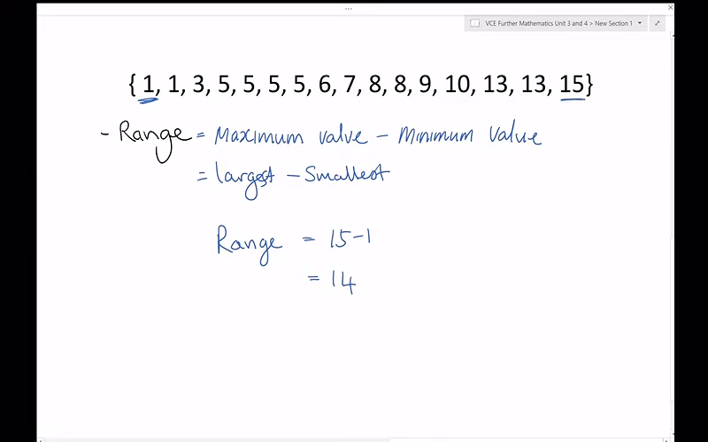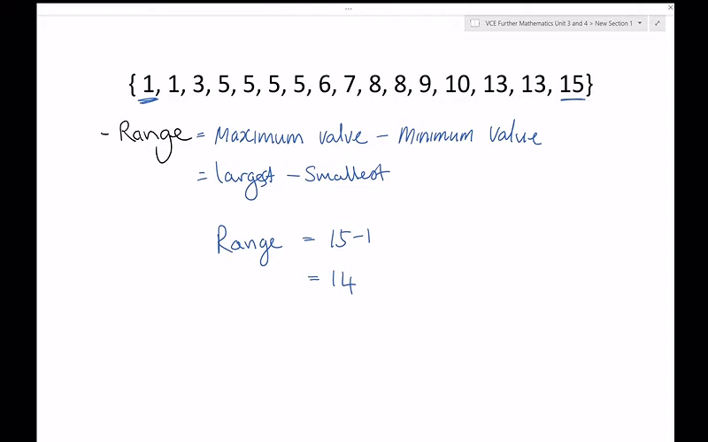Okay, that's quite straightforward as well. You find the largest number in the data set, you find the smallest number in the data set, and you subtract them, and that's the range for the data set. Now, a key point to note here is that for the sake of explanation, all this data has been organized nicely, so they're all in order from smallest to largest.